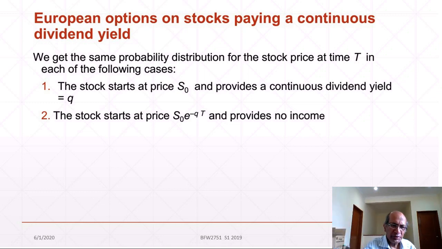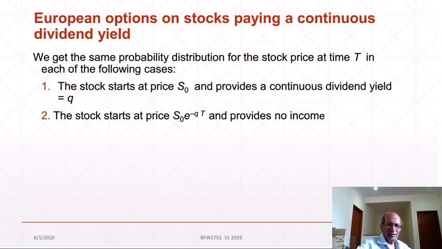What do we mean by continuous dividend yield? It gives the same probability distribution for the stock price at time t in each of the following cases. Let's say the stock starts at price S0 and provides a continuous dividend yield Q, which is normally a percentage. You can't adjust a percentage to the dollar value of S0, so we use it on a continuous exponential basis to discount it. So we have a stock that starts at the price of S0 exponential to the power of minus Q times T.